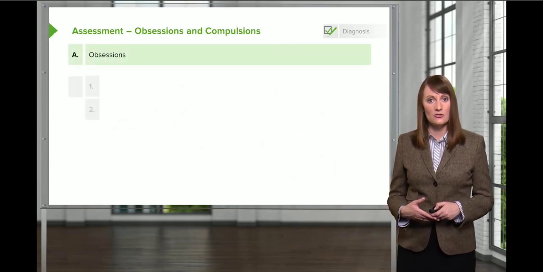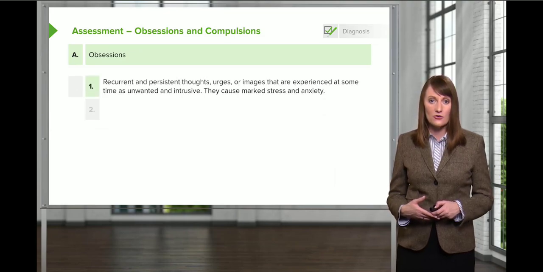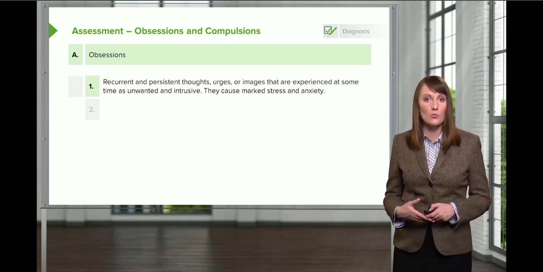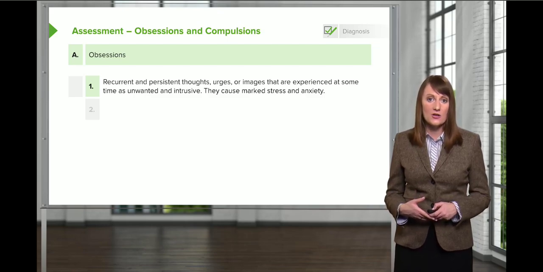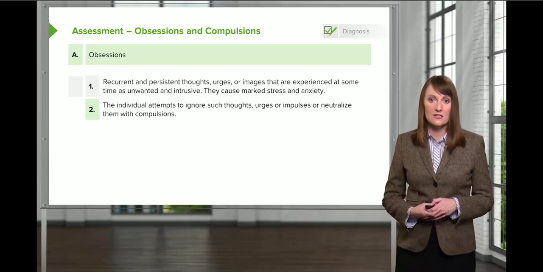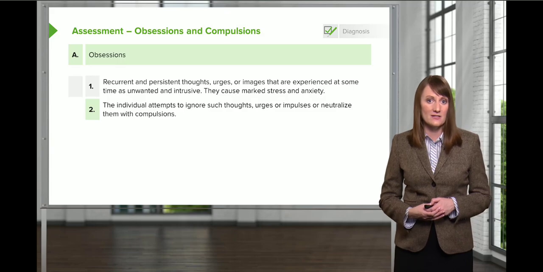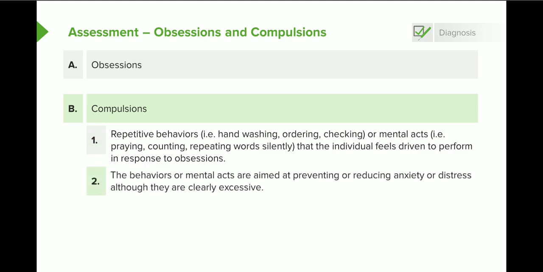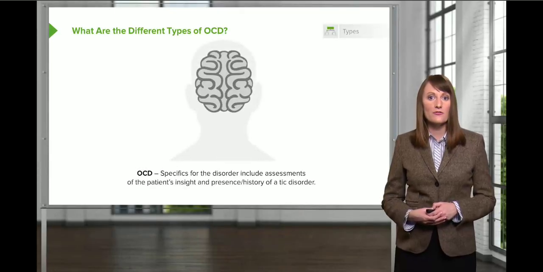In completing the assessment, you want to think again about obsessions, which are recurrent and persistent thoughts, urges, or images that are experienced at some time as unwanted and intrusive, and they cause marked stress and anxiety. An individual will attempt to ignore such thoughts, urges, or impulses, or neutralize them with compulsions. The compulsions, again, are repetitive behaviors that an individual feels driven to perform in response to their obsessions. Behaviors or mental acts are aimed at preventing or reducing anxiety or distress, although they are clearly excessive when it comes to OCD. So what are the different types of OCD?